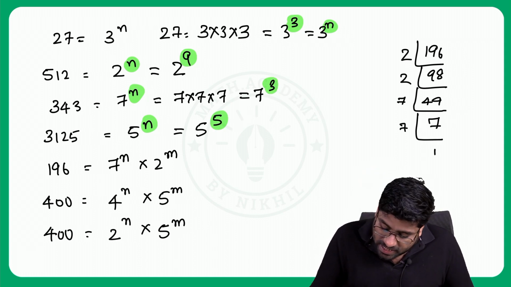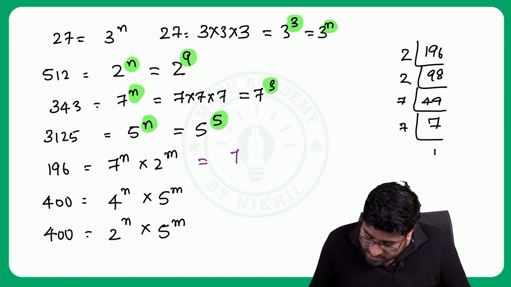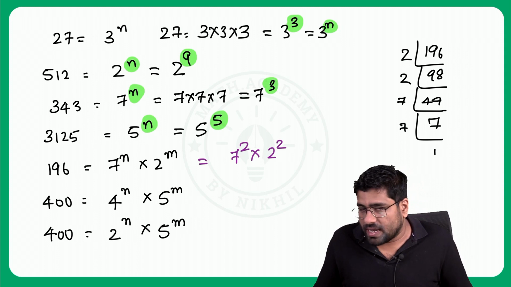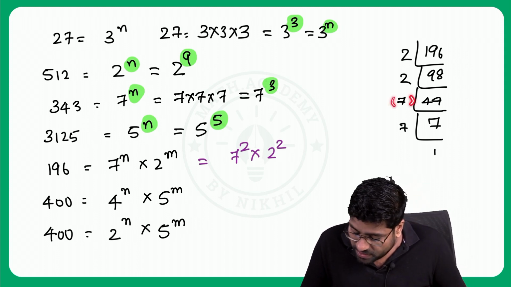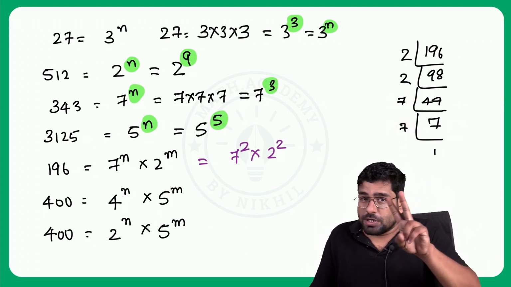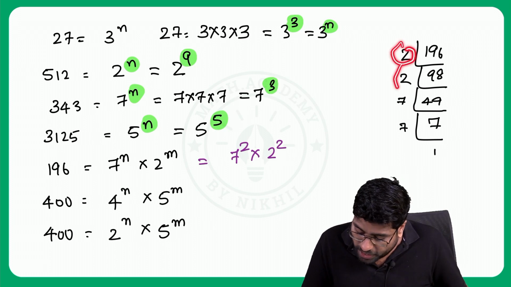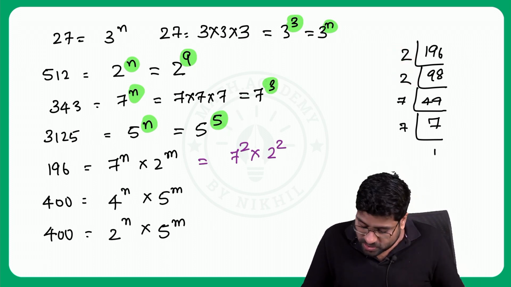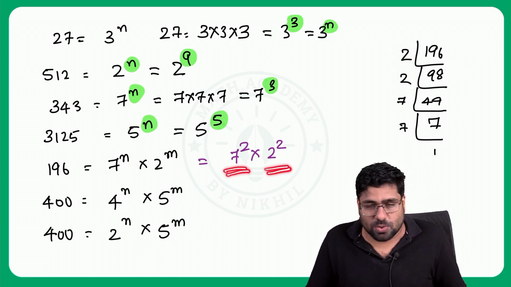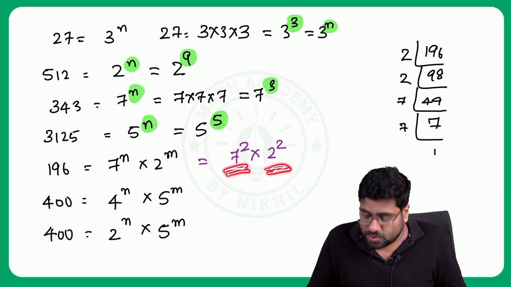So that means that I'm going to write this as 7 to the power of 2 into 2 to the power of 2. Now how did I get that? Let me show you. 7 and 7. How many 7s are there? 2 7s. 2 and 2. How many 2s are there? 2 2s. So 7 to the power of 2 and 2 to the power of 2.